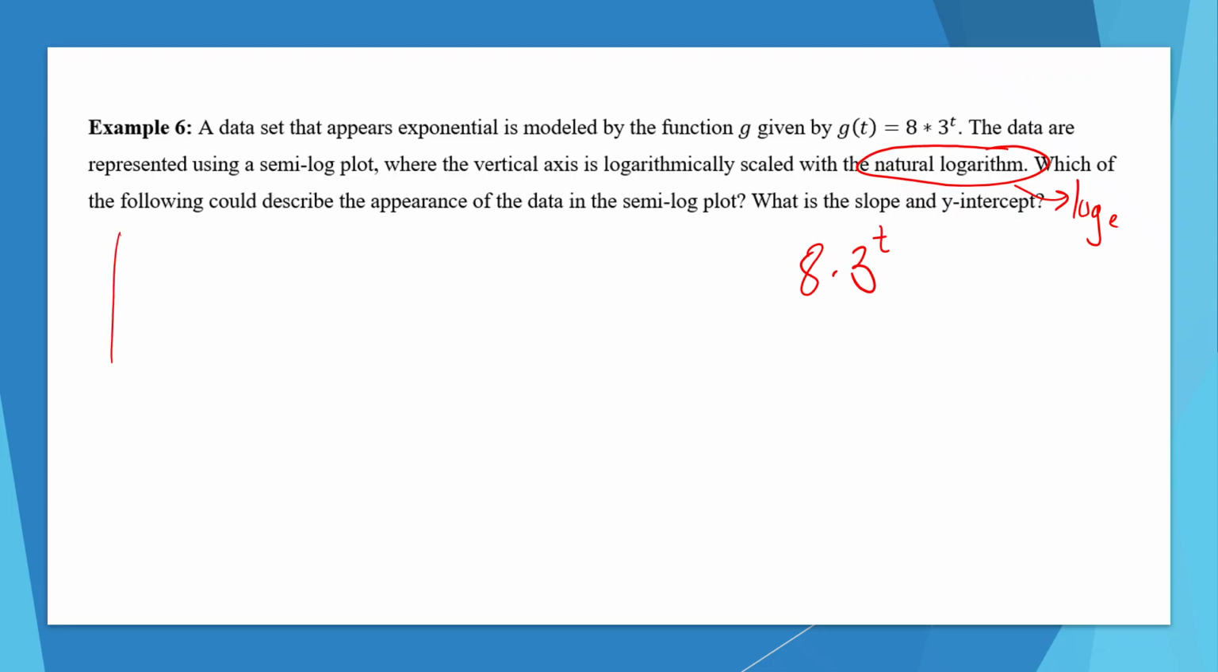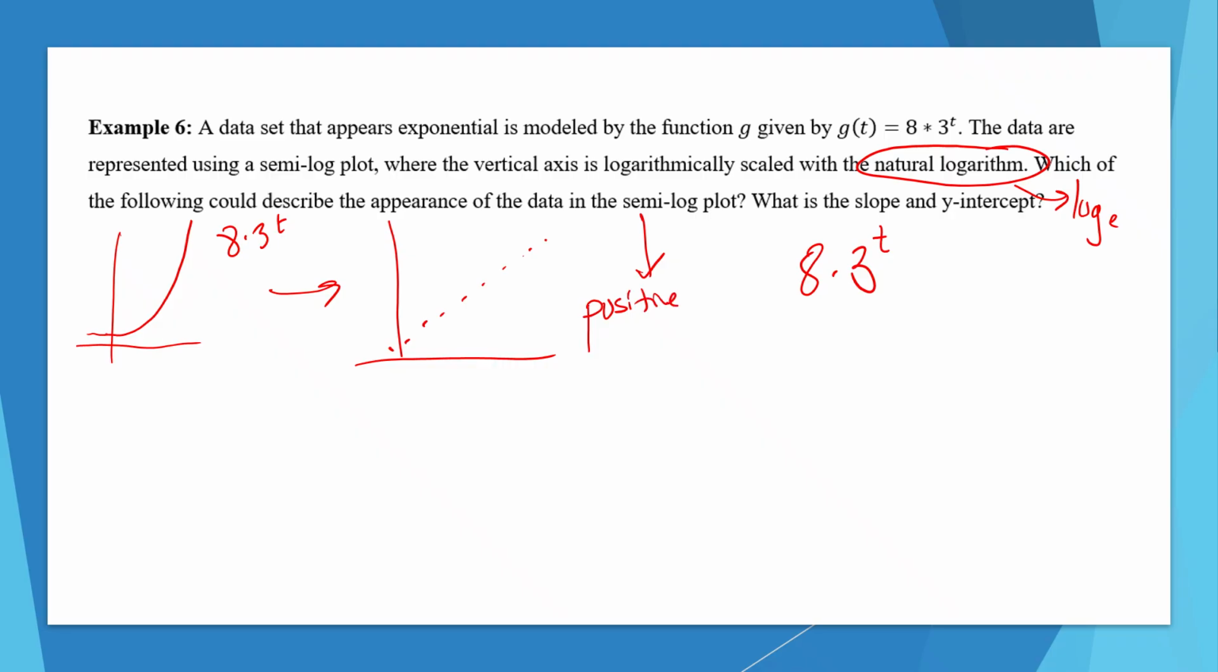So first off, taking a look at this function, 8 times 3 to the power of t is exponential. So in a semi-log plot, this should be a positive sloped linear line. That is our answer to the first question.